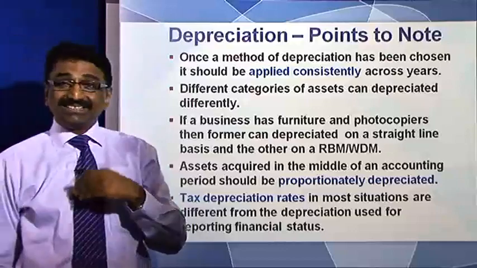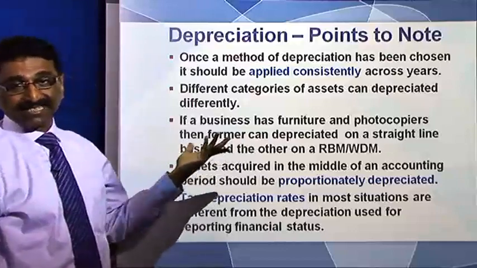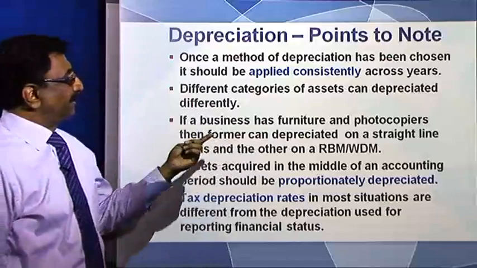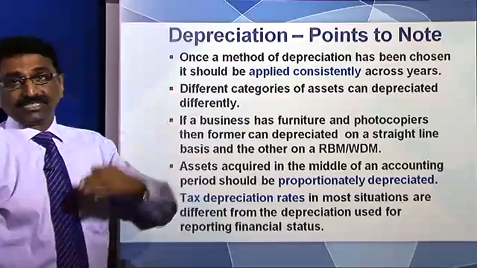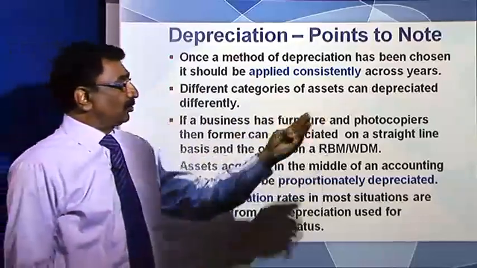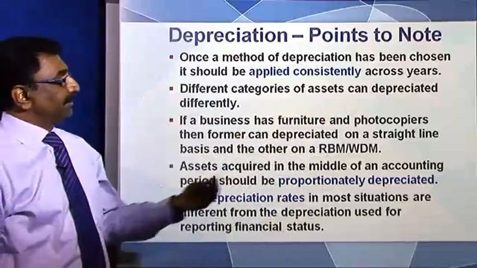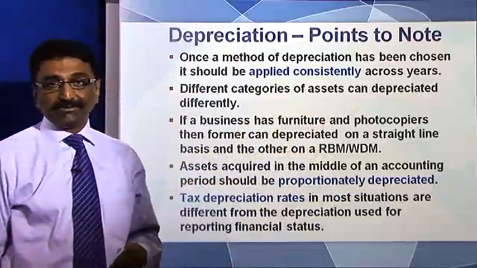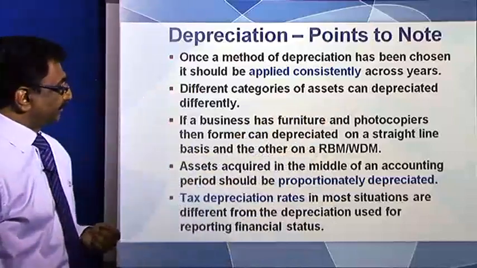Also, the method that you use for different categories can be different. For example, furniture can use the straight line method, and photocopiers, for example, can use the written down value or the reducing balance method.